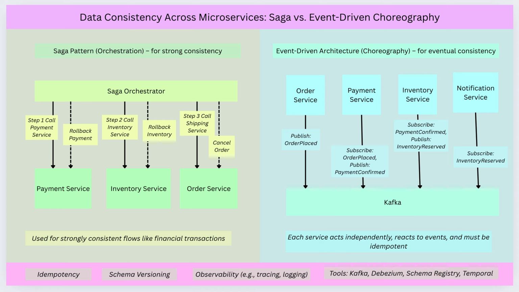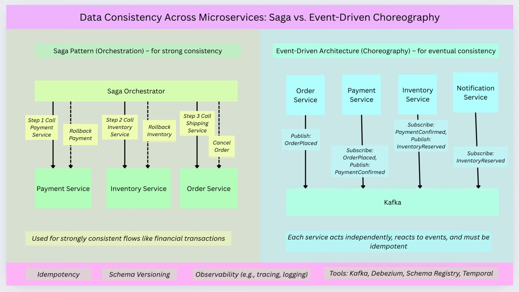Event driven systems are powerful, but they also require some discipline. Idempotency. Consumers must be able to handle the same event more than once without side effects. Schema versioning. We use tools like Apache Avro, Protobuf, and Schema Registry to make sure changes in event structures don't break consumers.